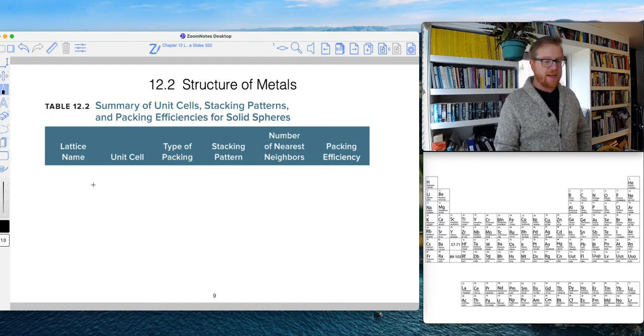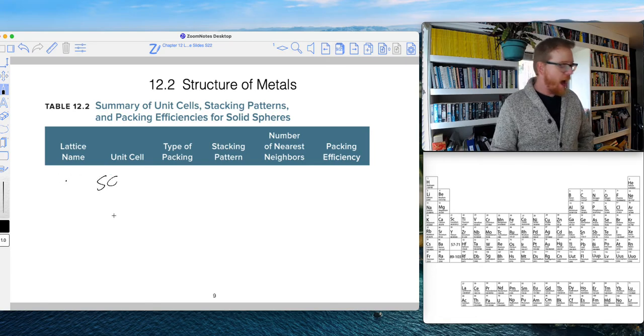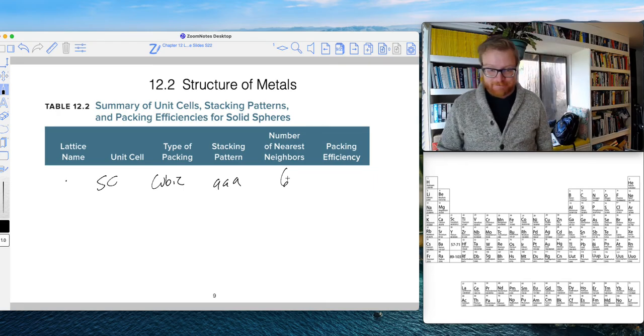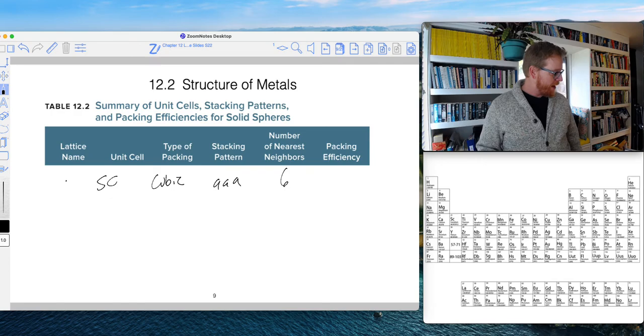So if we look at the lattice name, I'll just combine lattice name and unit cell. So simple cubic, okay. The type of packing is cubic. The stacking pattern is A. So this becomes more difficult to work out, but we're going to start seeing this momentarily. The number of nearest neighbors of each atom in a simple cubic is actually going to be 6. And again, we're going to start seeing that manifest soon. And we're also going to learn how to calculate this packing efficiency soon. For now, I'm just going to give you the number.